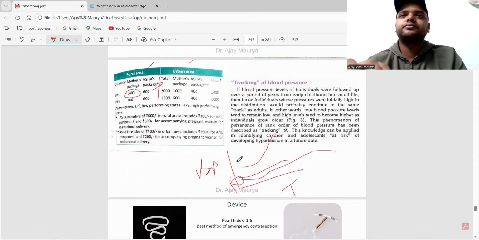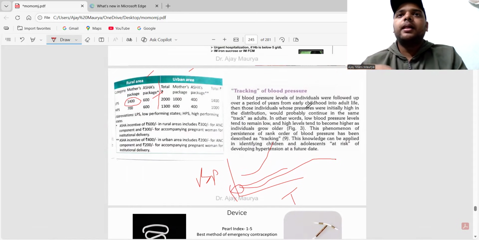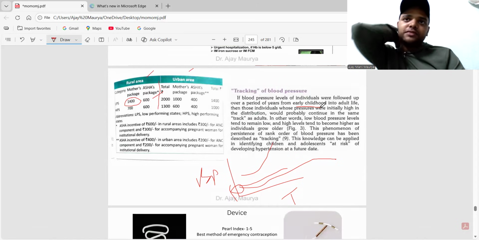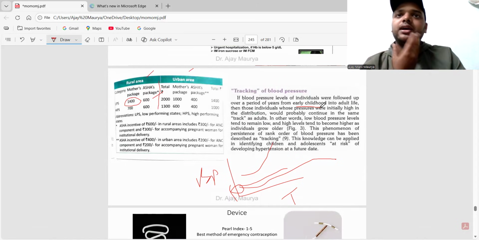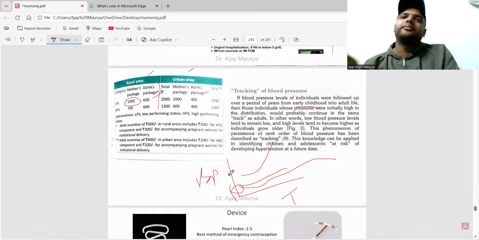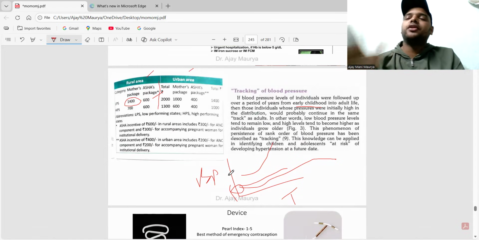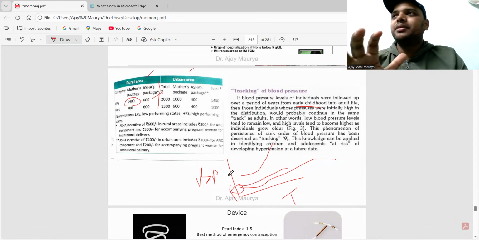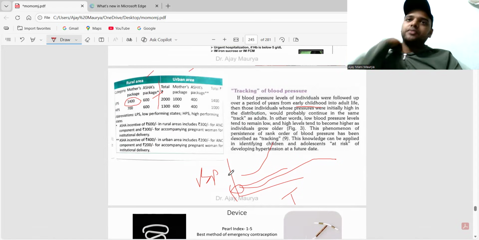See here, if the blood pressure levels of individuals are followed up over a period of years from early childhood into adult life, then those individuals who are high in the distribution will continue to be the same in the distribution, and continue to track the same as adults. From childhood to adolescent period, you have to monitor the BP. If someone has low BP, it will continue to be low BP only.